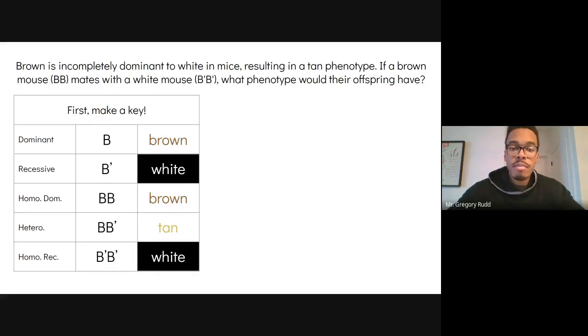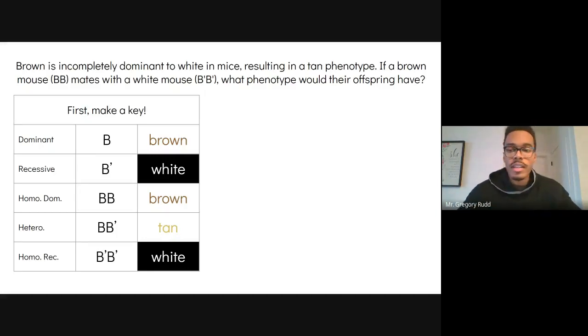But this is incomplete dominance. So that dominant allele, which is brown in this case, cannot totally hide the recessive allele, which is white. So we end up with a mixture. It's still kind of brown, but the white is still showing up a little bit. That's why we call it incomplete dominance. And it ends up in tan.